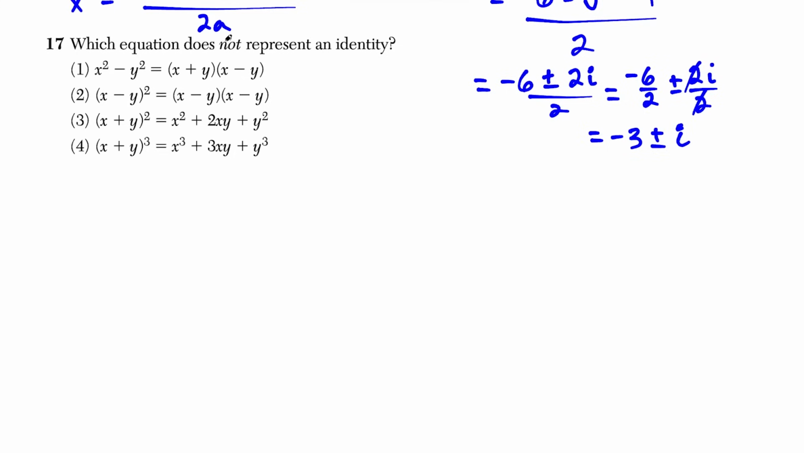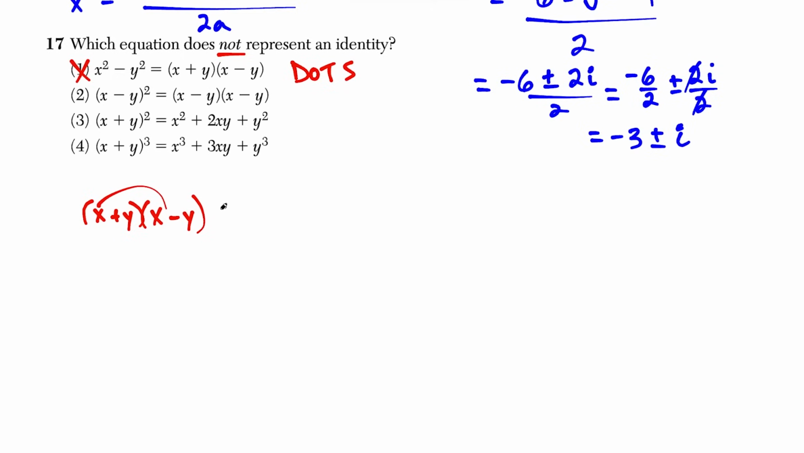Question 17, which equation does not represent an identity? So for this one here, if you just know all of the algebra, you could look at something like choice 1 and say, this is a difference of 2 squares when I have x squared minus y squared, and this does factor nicely to x plus y times x minus y. If you really wanted to check why this is an identity and why we can eliminate it, we could take the right-hand side, the x plus y times x minus y, and we could actually multiply things out.